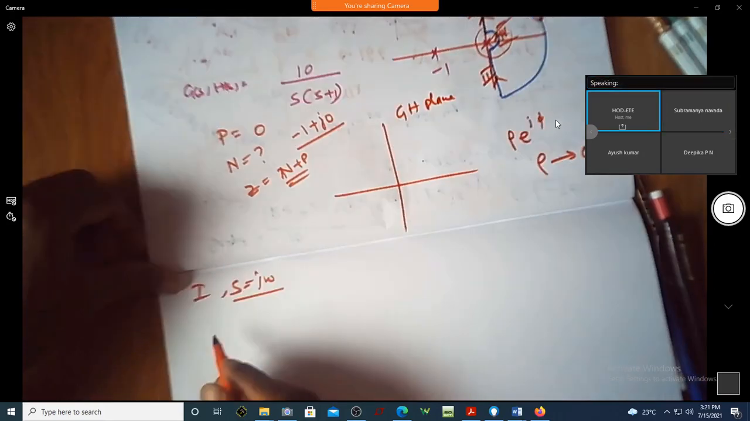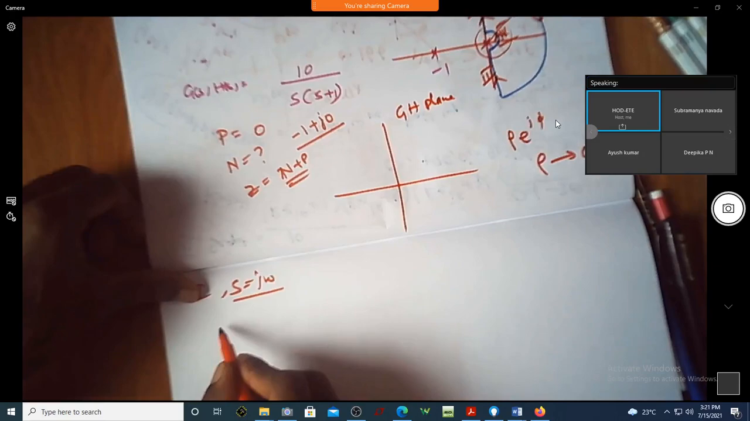Shall I write G of s H of s as equal to 10 divided by omega under root of omega square plus 1? That is the magnitude. So phase is minus 90 minus tan inverse of omega. Done? Now just write a table where you have omega, magnitude and phase.